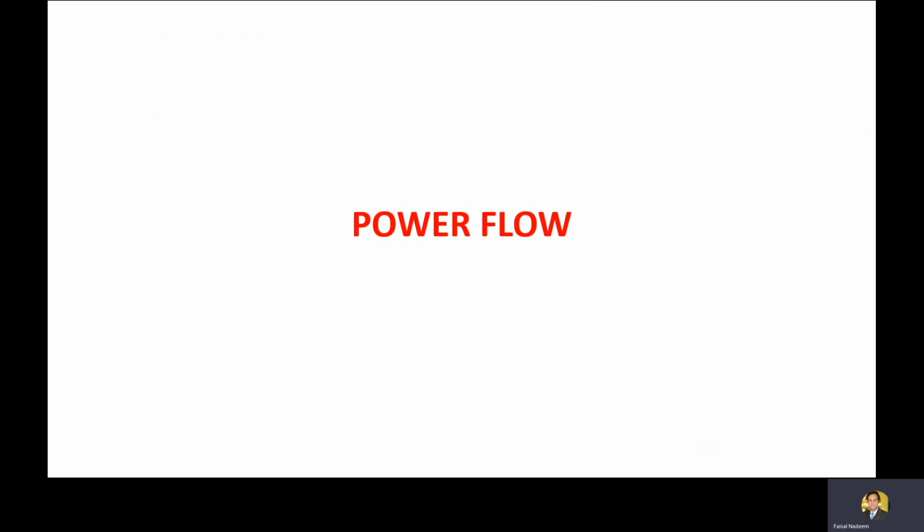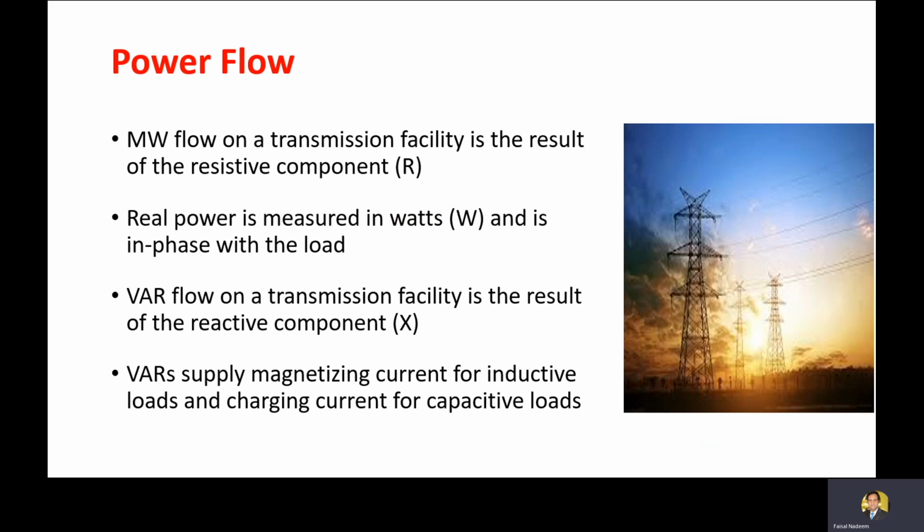Now let us look at what power flow is. Megawatt flow on a transmission facility is the result of the resistive component. So this resistive component is responsible for the megawatt flow on the transmission line. Therefore, we can say that real power is measured in watts and is in phase with the load. Whereas the VAR flow on the transmission line is the result of the reactive component. A VAR supplies magnetizing current for inductive loads and charging current for capacitive loads.